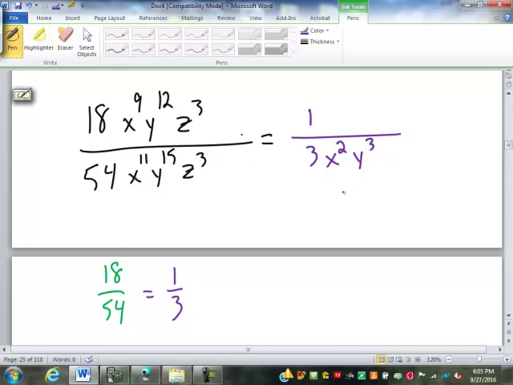How about z? Yeah, z to the third and z to the third just divide out. So we did need the 1 on top, because we have to have something on top, and nothing else was going to be up there. So it's 1 over 3x squared y to the third. Any questions?